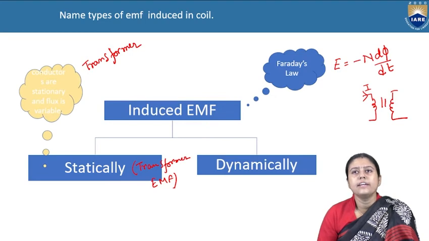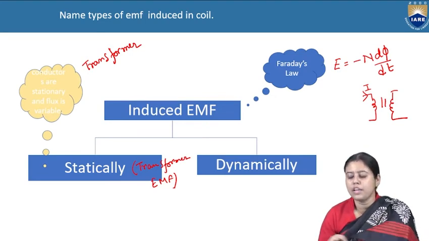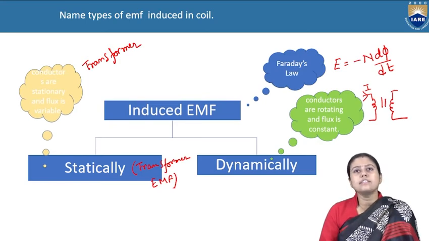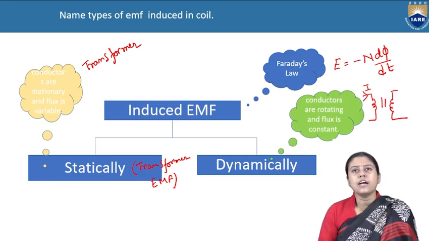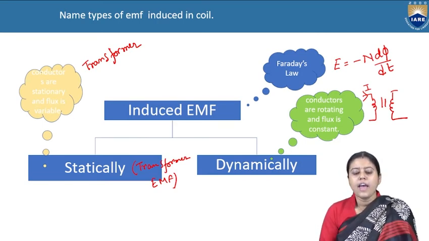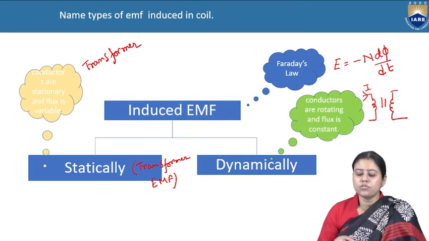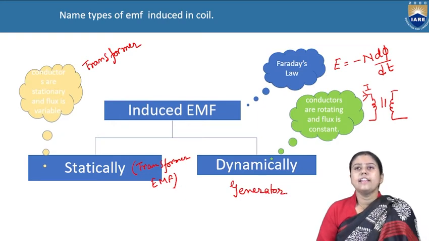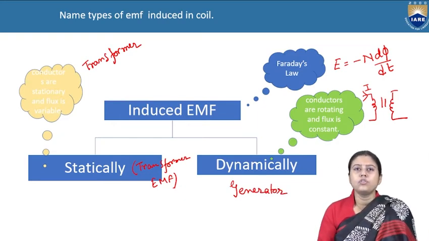Unlike this, the other one is the dynamically induced EMF. What is the change here? Conductors are rotating and flux is constant. What is the meaning of the dynamically induced EMF? That conductors are rotating and flux is constant. And from where can we get this? We can get the example of any type of generator.